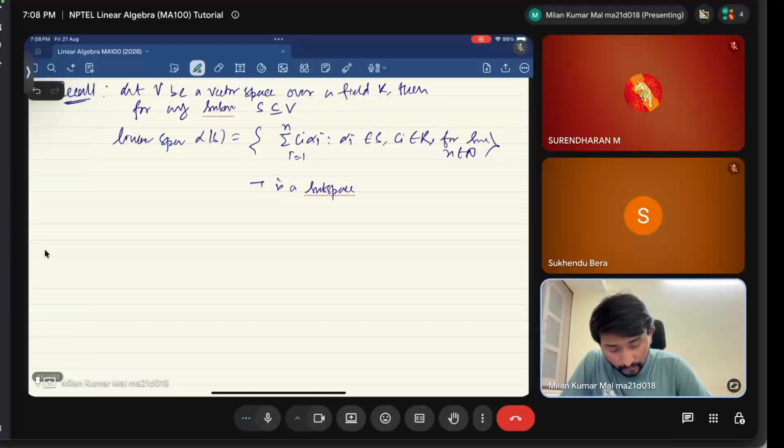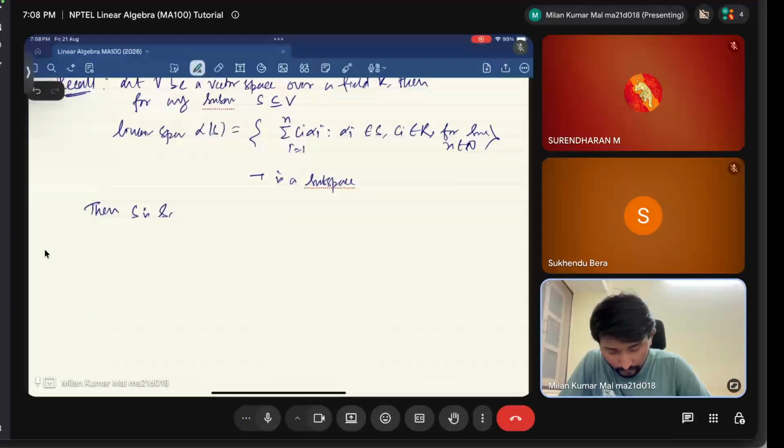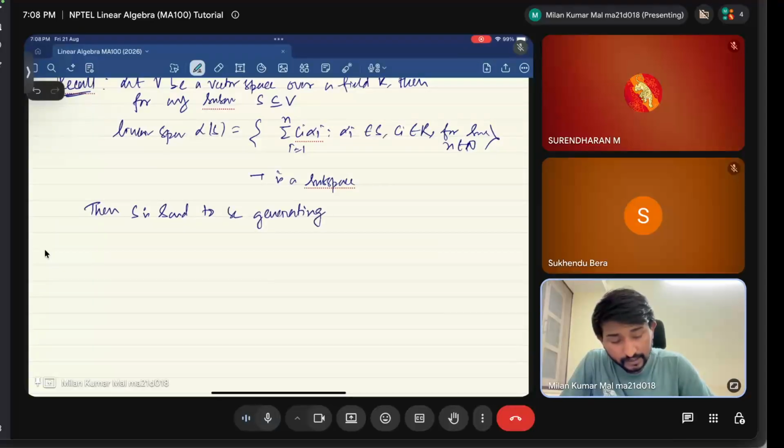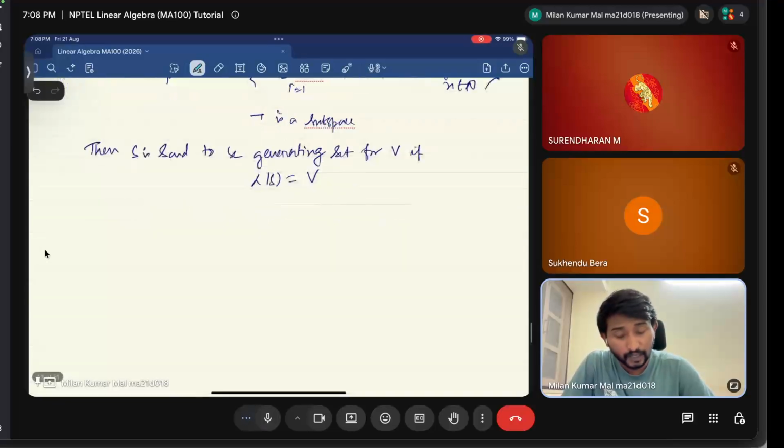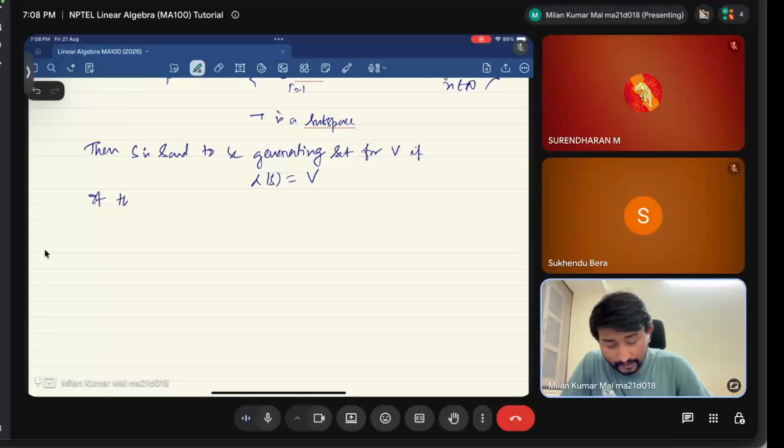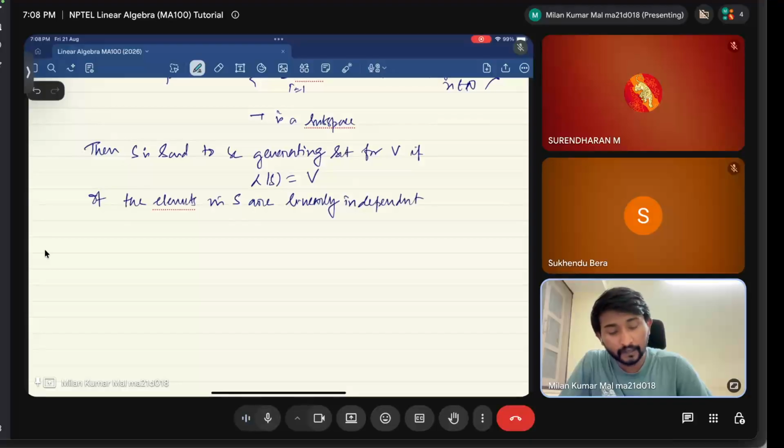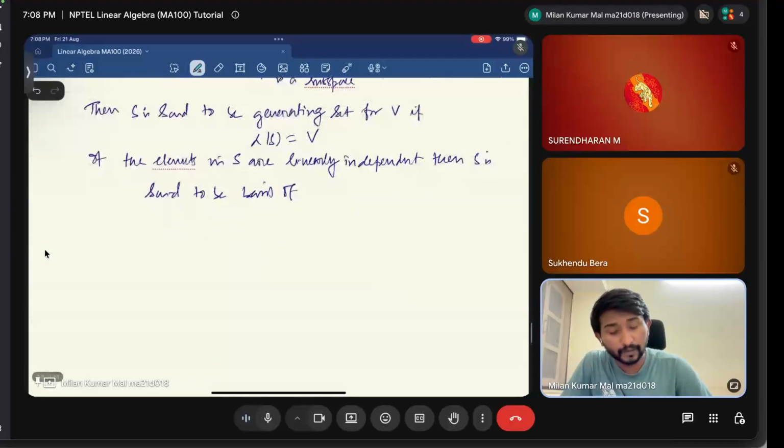Then S is said to be a generating set for V if the linear span of S is exactly the vector space V, and if the elements in S are linearly independent, then S is said to be a basis of the vector space V.